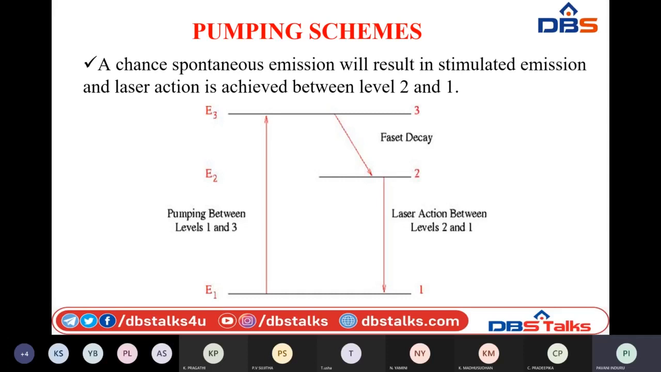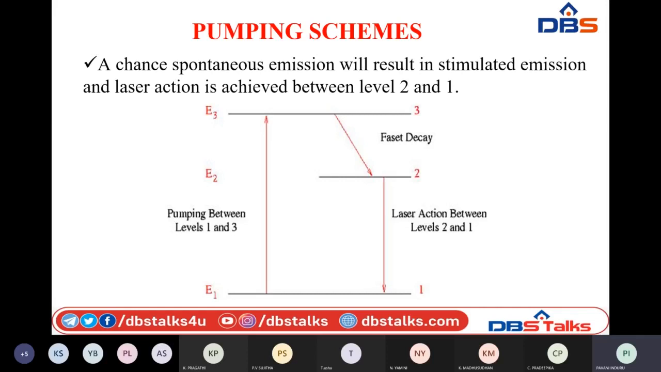For example, let us consider optical pumping. If we supply photons of frequency nu, that energy is absorbed by the atoms present in the ground level, and they go to the upper energy state. Since the upper energy state has a very short lifetime, they fall back to the metastable state very quickly. That is why the fastest decay has been shown here. They fall back immediately to the metastable state E2.